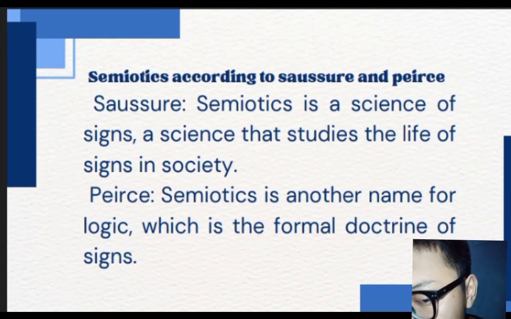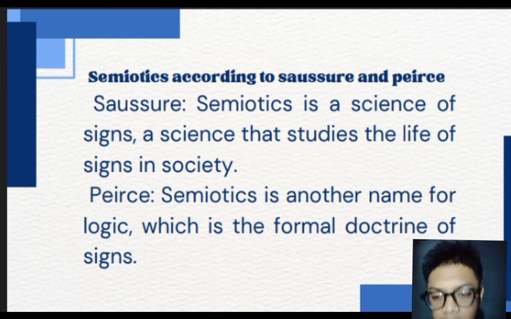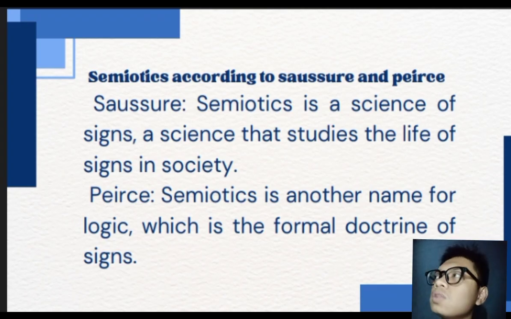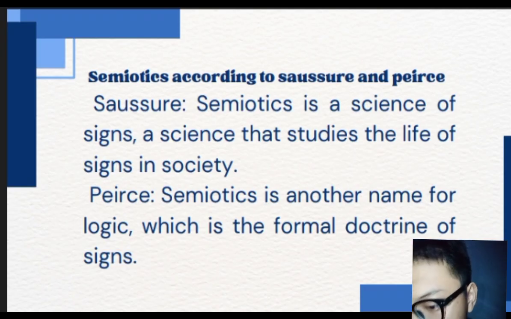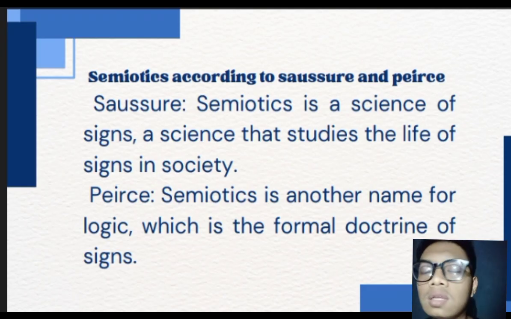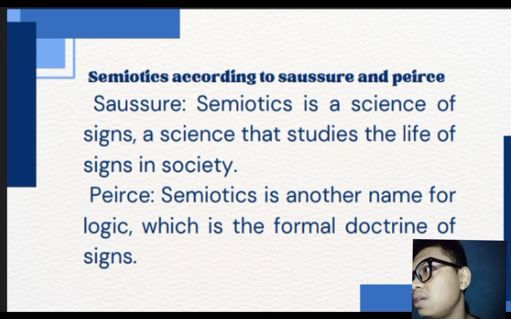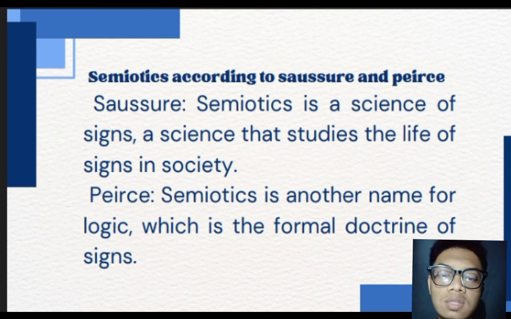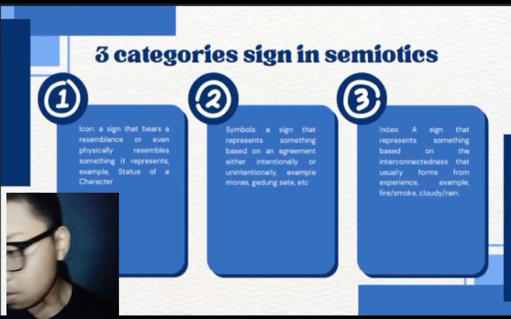Peirce took a slightly different road. He thought semiotics was part of logic, and he introduced three types of sign. First is icon, second is index, and third is symbol, which are super important and very useful in daily life.